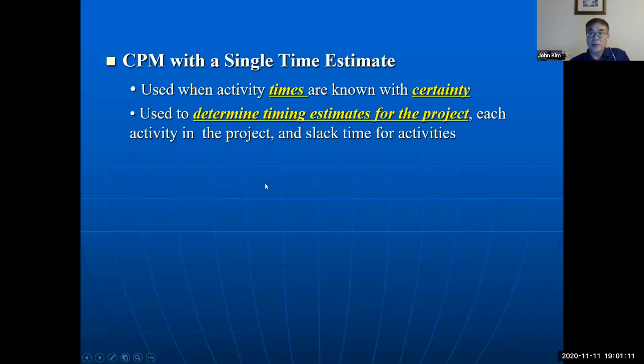First, critical path method with a single time estimate. Using this method, we can estimate time, determining the project time. If time is certain, such as we know the activity times, finish in 5 days, 5 weeks, in certain times, then we use this single time estimate critical path method.